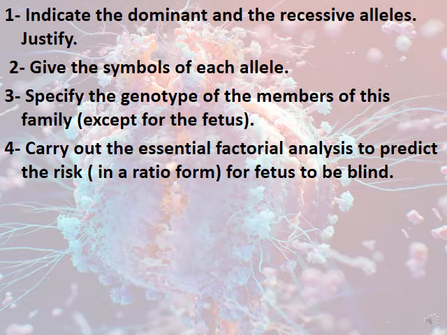So they want you to indicate the dominant and recessive allele. Justify your answer. Give the symbols or designate by symbols each of the studied alleles. Specify the genotype of the members of this family. So here you have to justify, except for the fetus. All of them, unless the fetus, we already solved in the pedigree. Carry out the essential factorial analysis to predict the risk in ratio form. So you have to work in ratio, proportion, for the fetus to be blind. So you have to calculate the risk for the fetus to be blind.